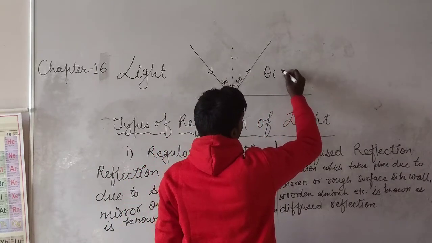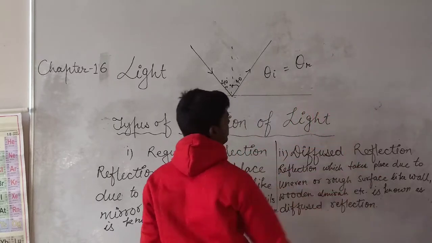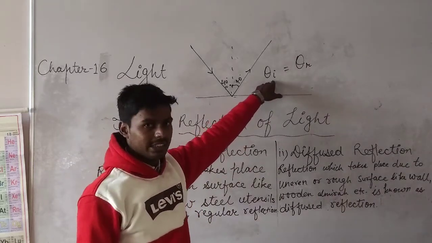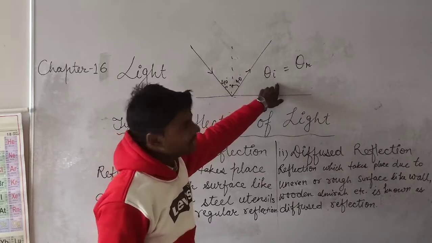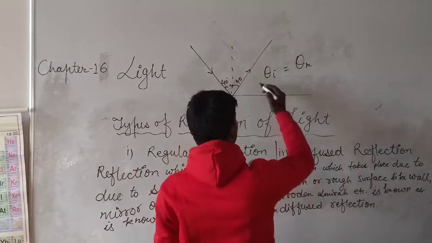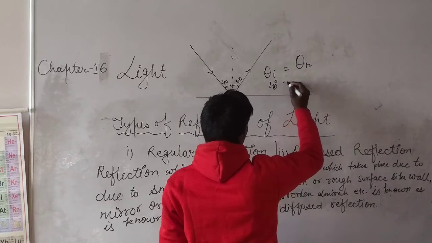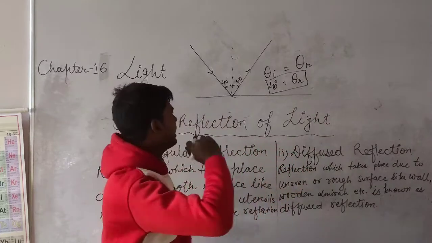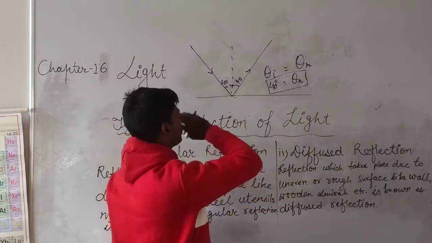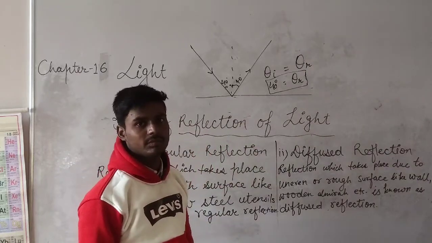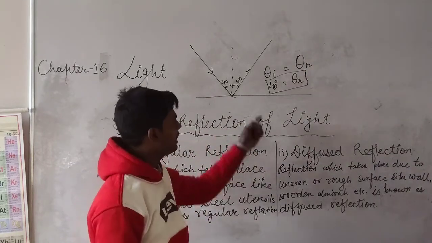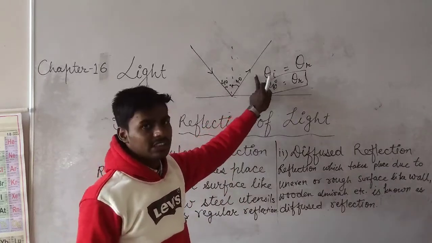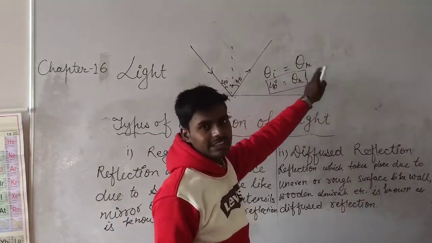We can represent it mathematically as theta I is equal to theta R, where theta is the angle, I is incidence and R is reflection. If the angle of incidence is 40 degrees, then theta R, the angle of reflection, is also 40 degrees. Suppose the angle is 70 degrees; can you tell me the angle of reflection? Yes, it's correct, 70 degrees. So the second law is theta I equals theta R.